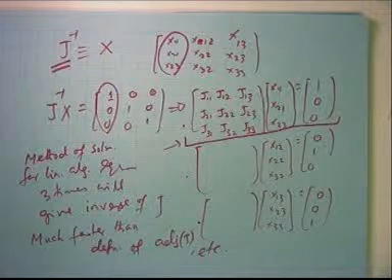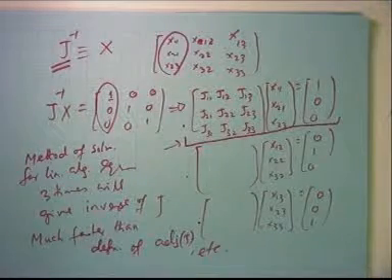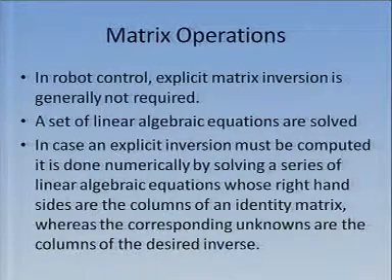So, this is the thing I will now be showing you on the screen: if an explicit inversion must be computed, it is done numerically by solving a series of linear algebraic equations whose right hand sides are the columns of an identity matrix, whereas the corresponding unknowns are the columns of the desired inverse, and that is the same thing here.